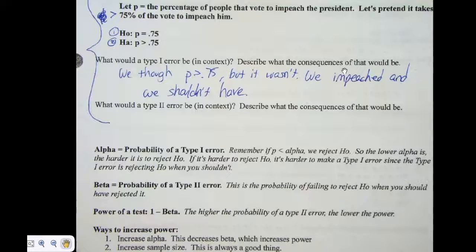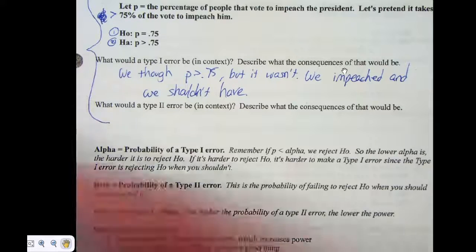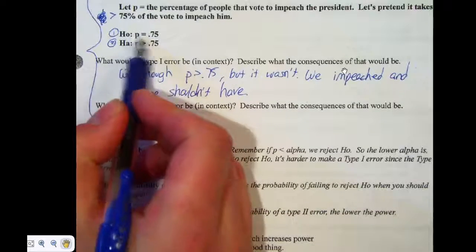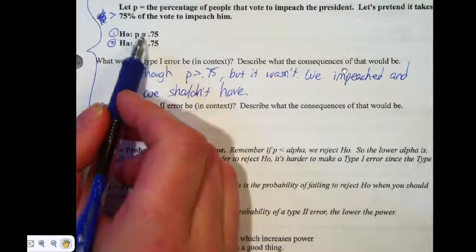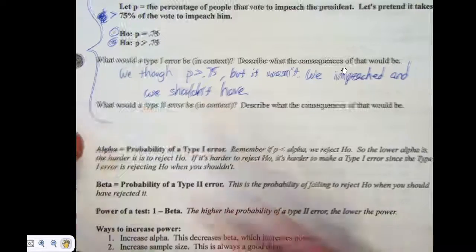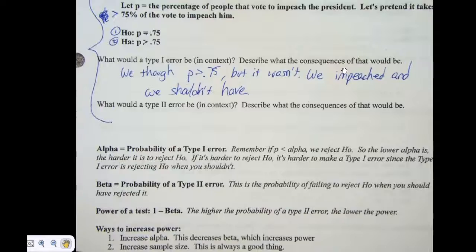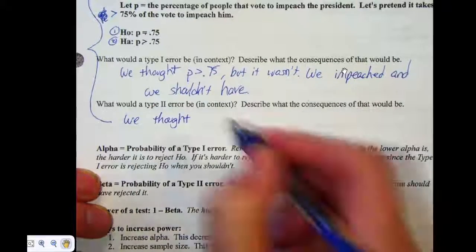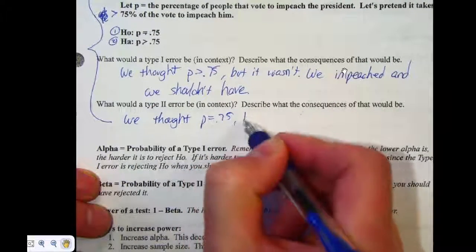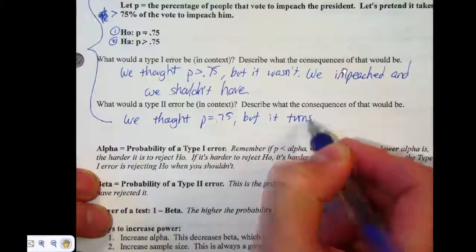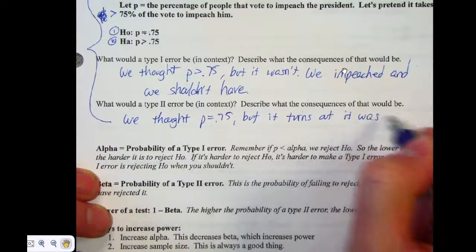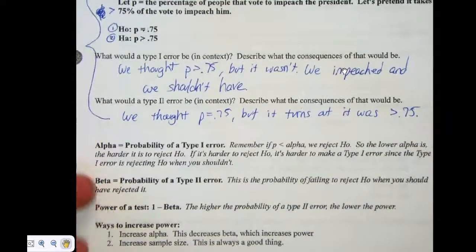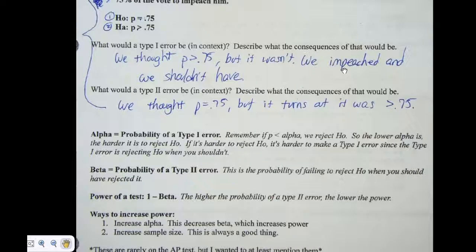So you can say we thought the proportion was 0.75, but it was really greater. Or you could say we thought it was less than 0.75, but it was really greater. So this kind of represents less than or equal to in this situation, because it has to represent the complete opposite of this one. But you could just say equal and you're fine. I'm just going to explain it a little more. So you can say we thought P equals 0.75, but it turns out it was greater than 0.75. So what happened as a result? We didn't impeach, but it turns out we should have.